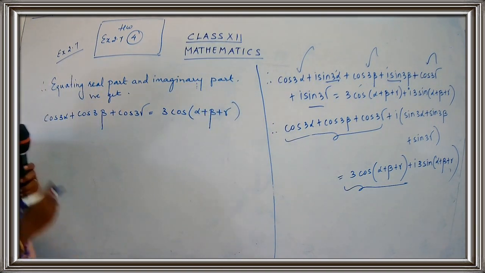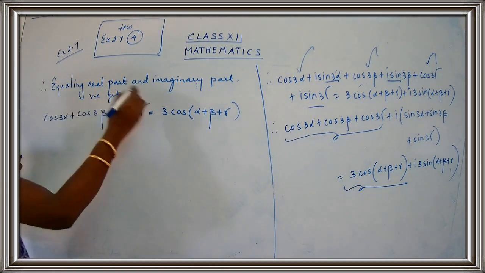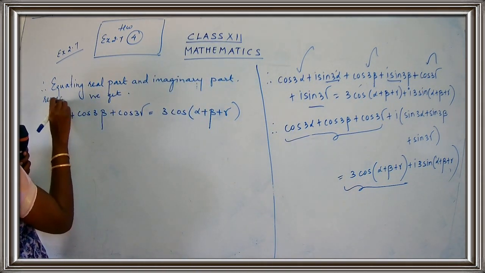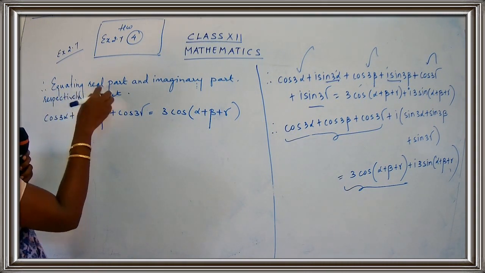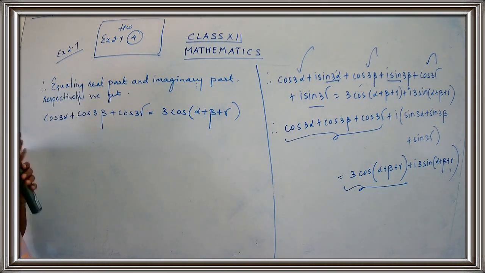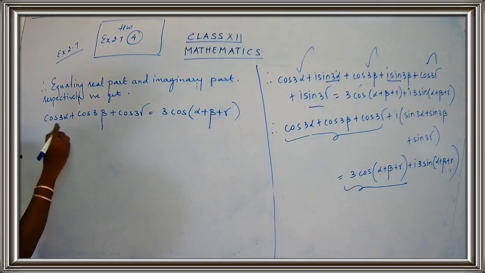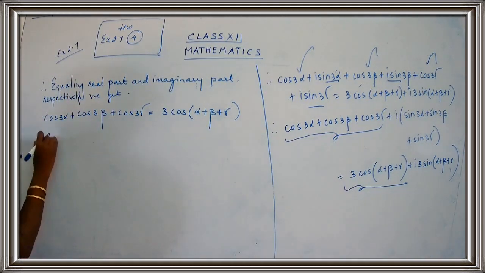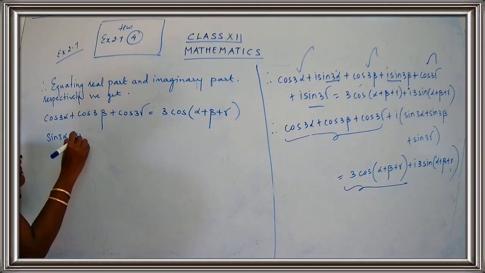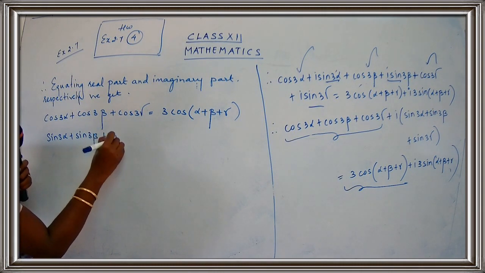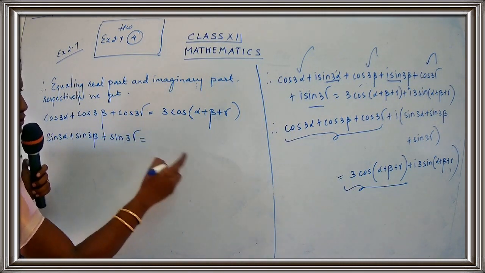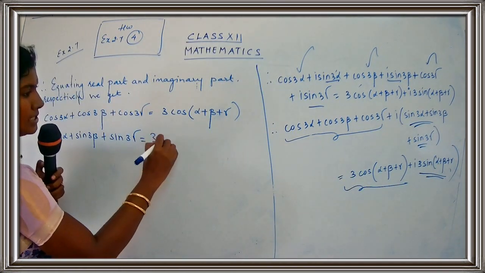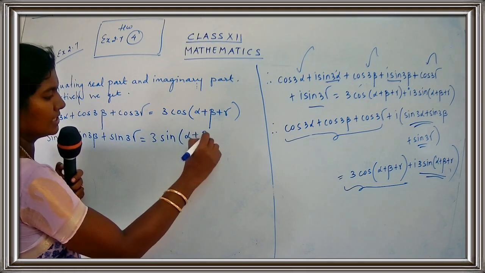So when you equate the real part and imaginary part respectively, respectively means the first one is for the real one and the second one will be for the imaginary one, okay? And go for the imaginary part. This is the part, do not take i. So sin 3 alpha plus sin 3 beta plus sin 3 gamma is equal to 3 sin alpha plus beta plus gamma.